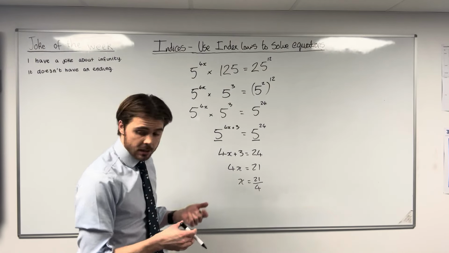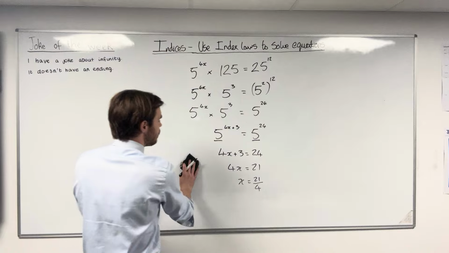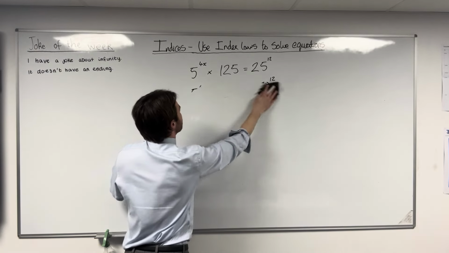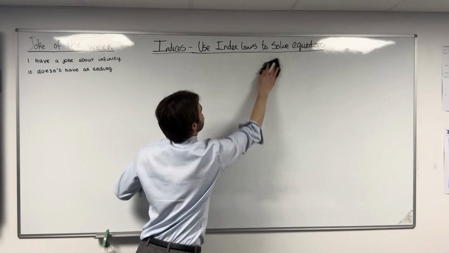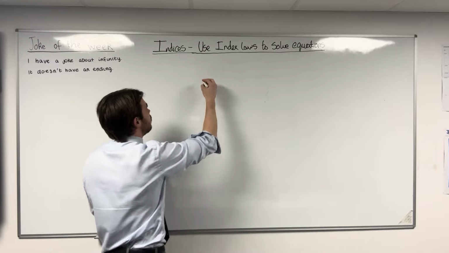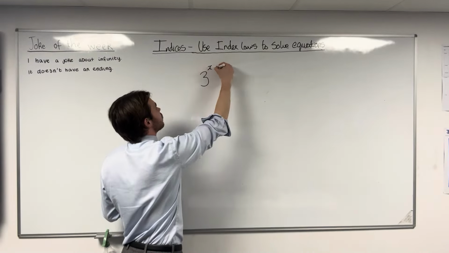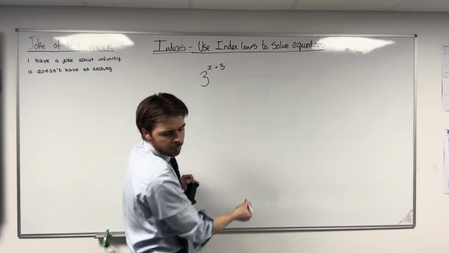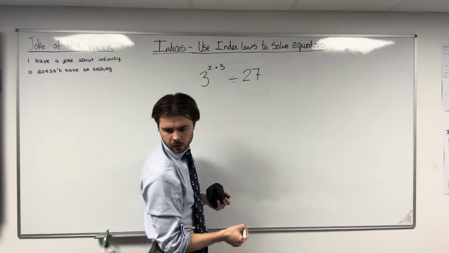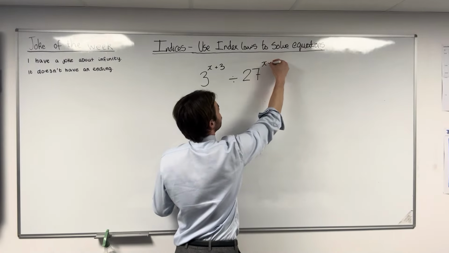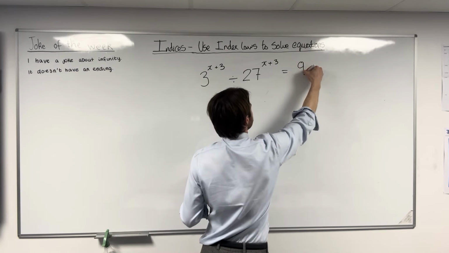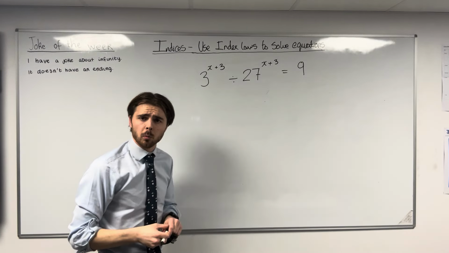All right, let's do another one. So this one, let's get a bit nastier. See if we can get one that's a bit spicier for us. So let's go for 3 to the power of x plus 3, divided by 27 to the power of x also plus 3. And then that's going to equal just a 9.